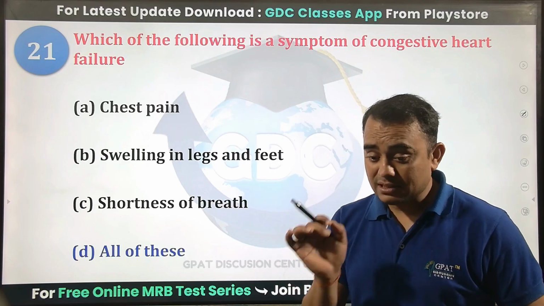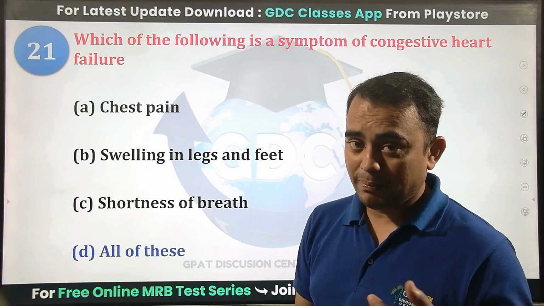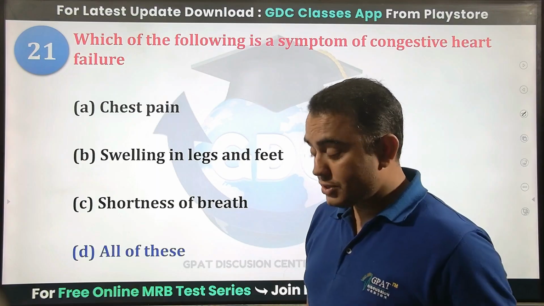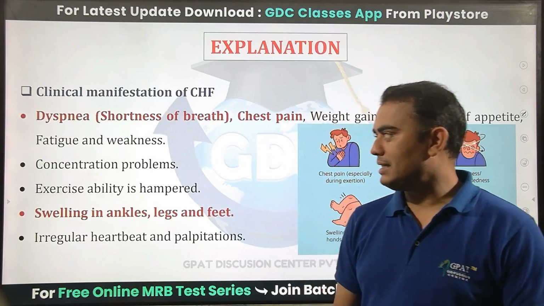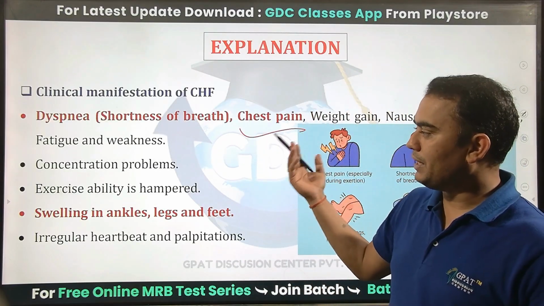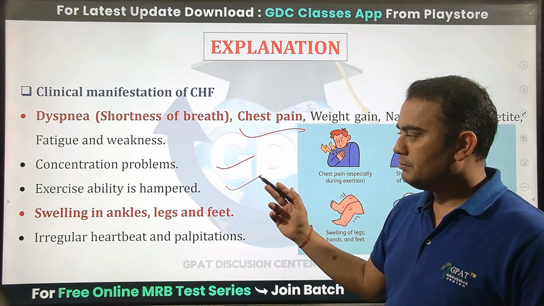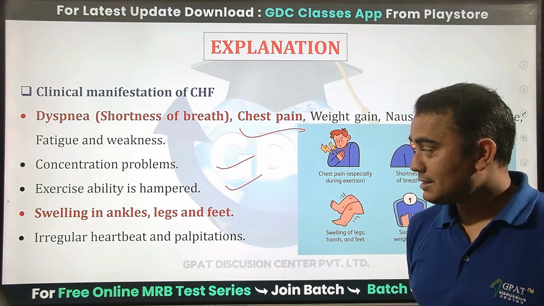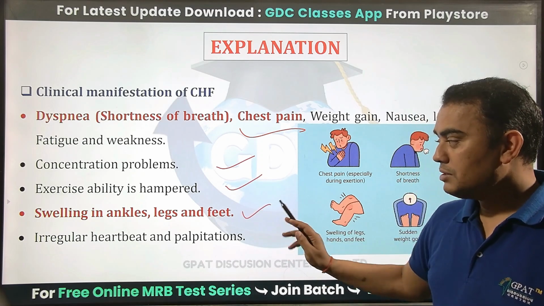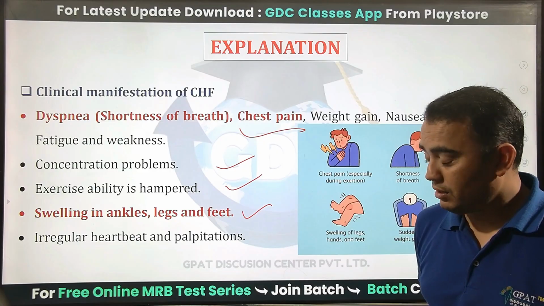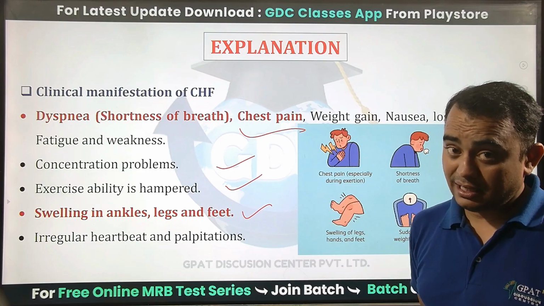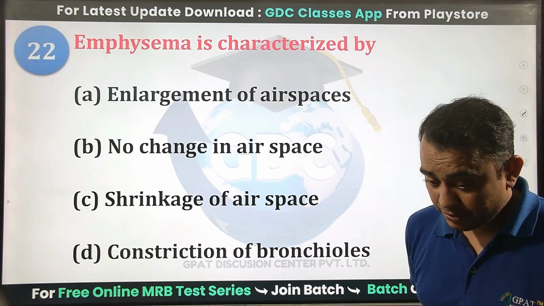When there is less blood supply to the organs, there will be pain, shortness of breath, and swelling in the legs. Dyspnea, concentration problems, and reduced exercise ability, swelling in the ankle, leg and feet, irregular heartbeat and palpitation can be there after CHF. So it should be controlled.